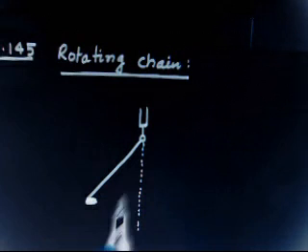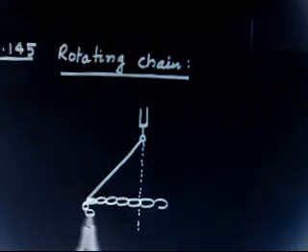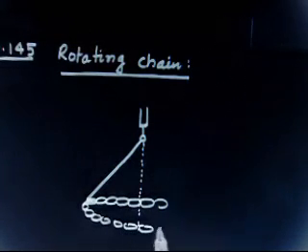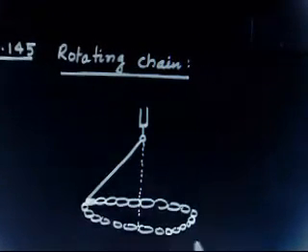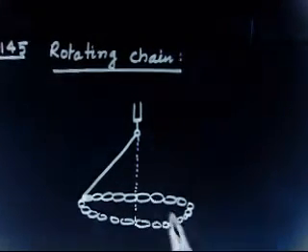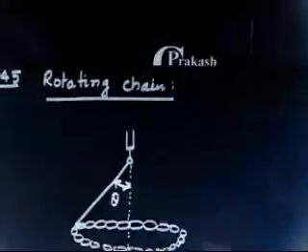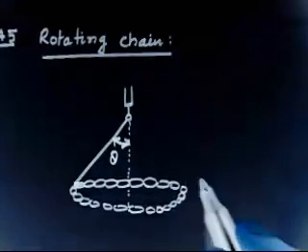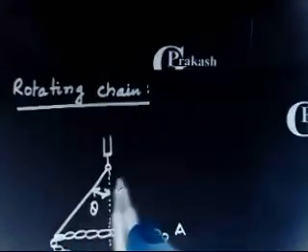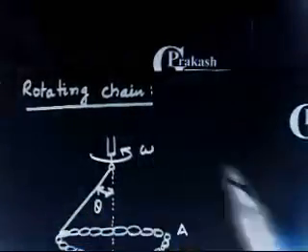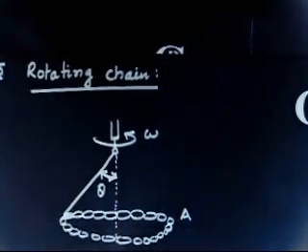So let me make the chain something like this. So this angle given, this angle is theta, and this point is rotating with angular velocity omega. So angular velocity is given to you, omega. Now let me read the questions. This is figure 1.37.